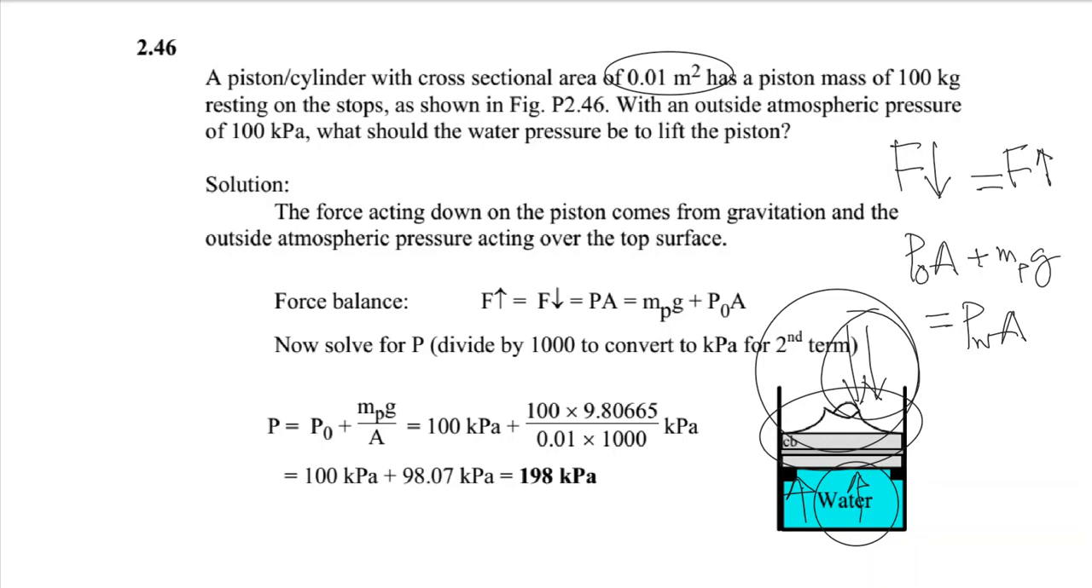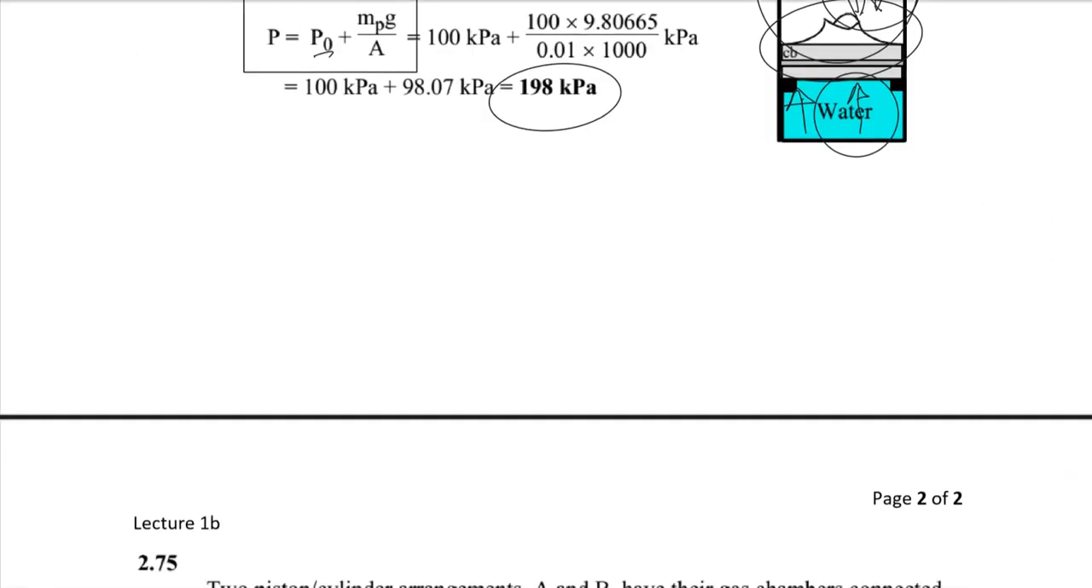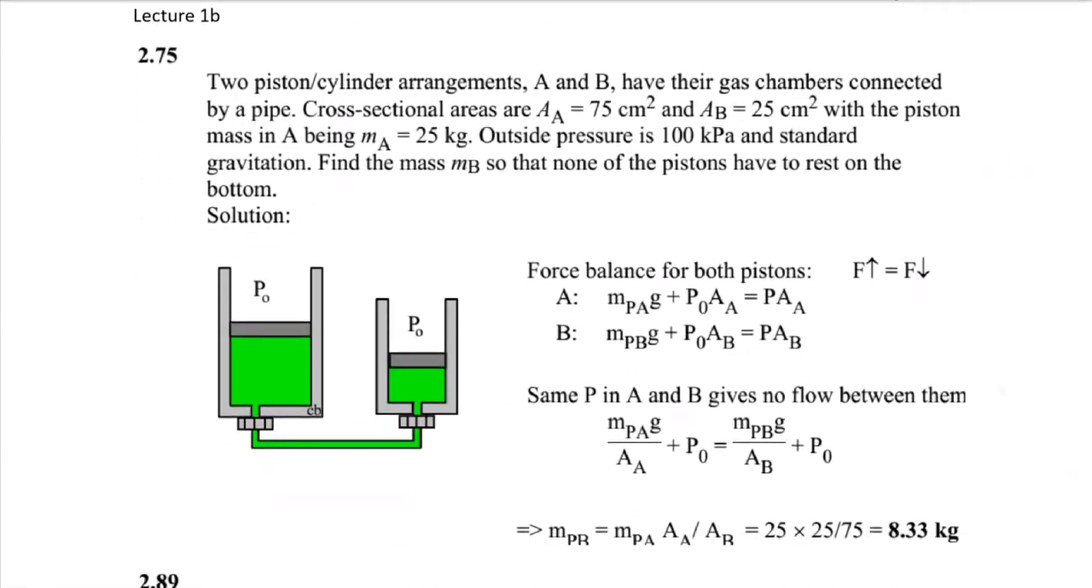If I need to find the pressure of the water, the area is also given. So my equation would look something like this: the atmospheric pressure plus the mass of the piston times g divided by the area. Solving that, we get a pressure of 198 kilopascal, and that pressure would be needed from the bottom to lift the piston.